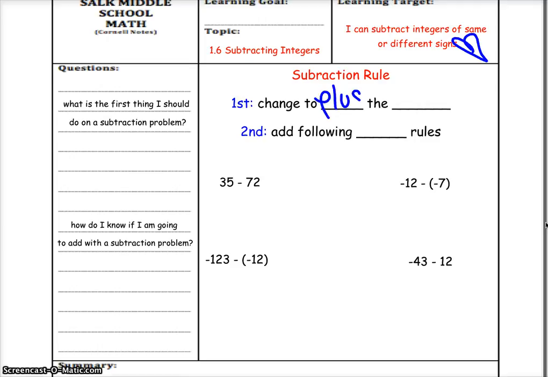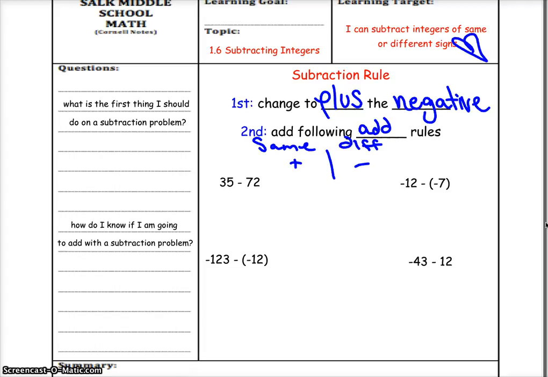Anything with subtraction, you always plus the negative. You turn any minus sign into plus a negative, and then you add them following the addition rule. Here's what you need to make, a little T-chart. If they're the same sign, you add. If they're different signs, you subtract. That's where so many kids make mistakes.